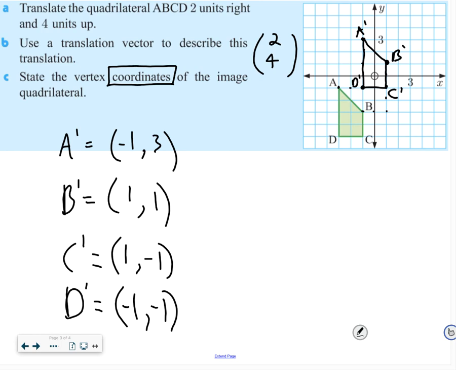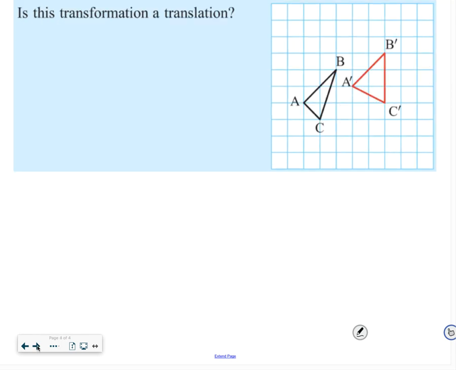Okay, let's look at one more example here. So this is asking, is this transformation a translation? Okay, so if I look here from B to B primed, I went up 1 over 3. So each point should be the same. So up 1 over 3, so that's true for B and A, but C is up 1 over 3, and that's not C prime. So this is not a translation.